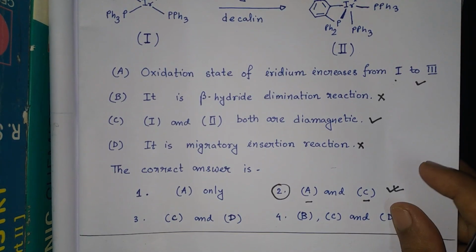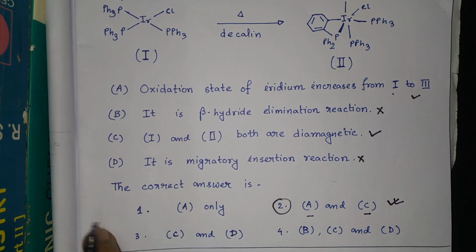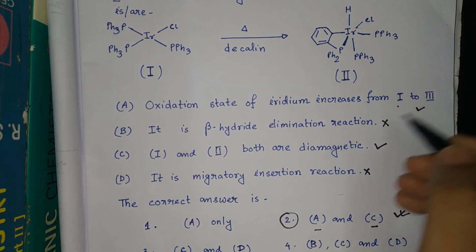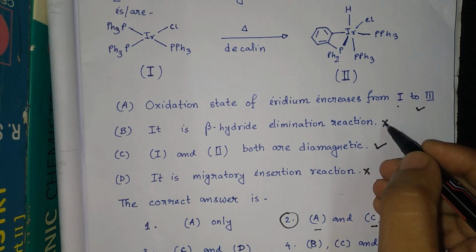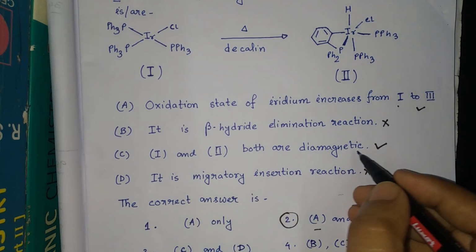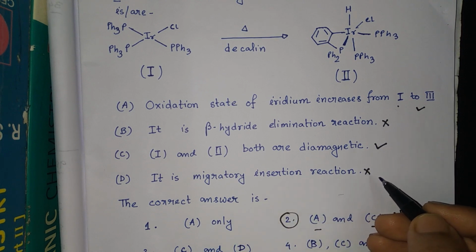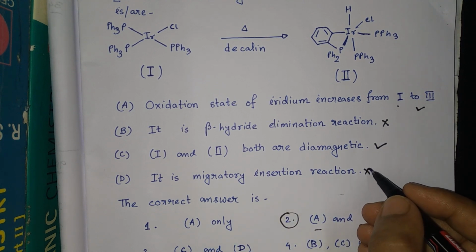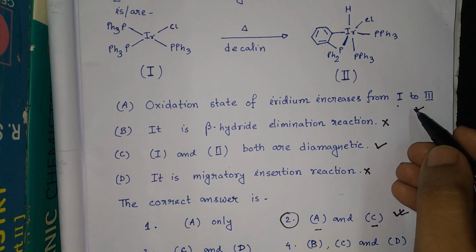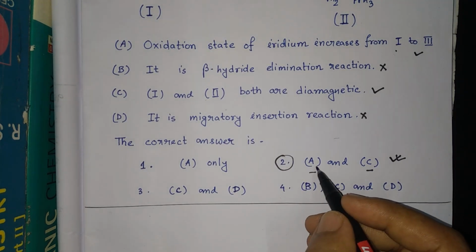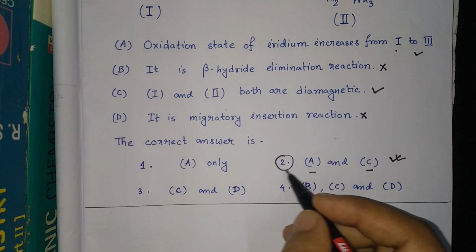In the options, we can see the oxidation state increases from 1 to 3, this is right. Beta hydride elimination is not happening, so this is wrong. Both are diamagnetic, yes, it is right. Migratory insertion is not happening because the oxidation state of the metal is changing, so it is not right. So A and C, these two statements are right. Option 2 says that A and C are right, and hence option 2 is the right answer.